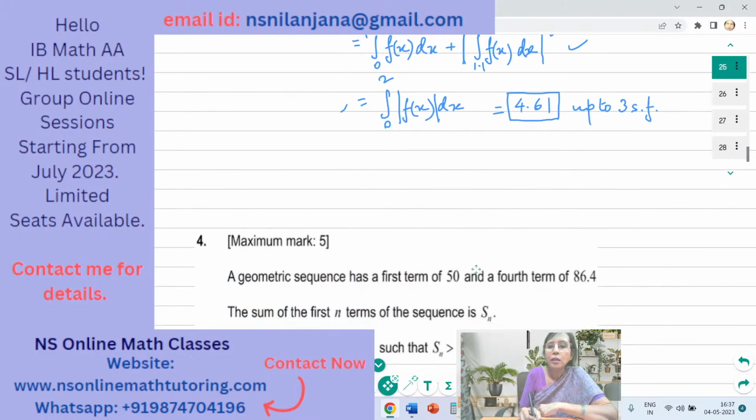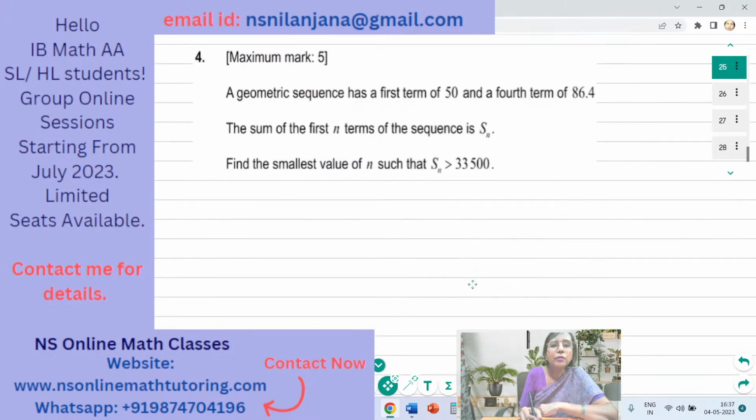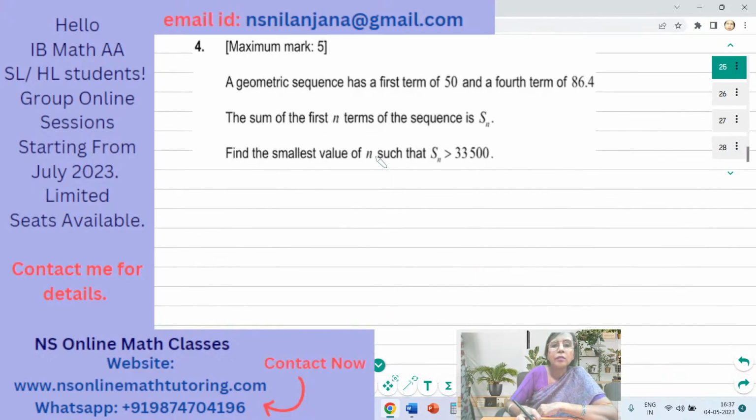And now we come to question number 4. It doesn't contain any subparts. Maximum mark is 5. A geometric sequence has a first term of 50 and a fourth term of 86.4. The sum of the first n terms of the sequence is Sn. Find the smallest value of n such that Sn is greater than 33,500.